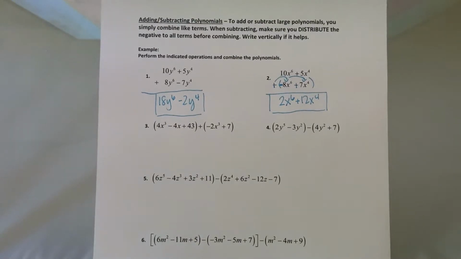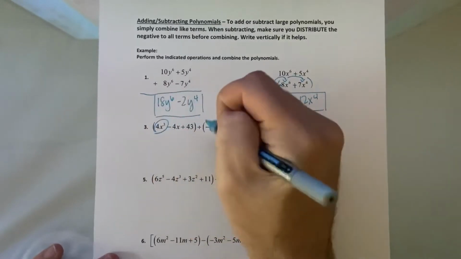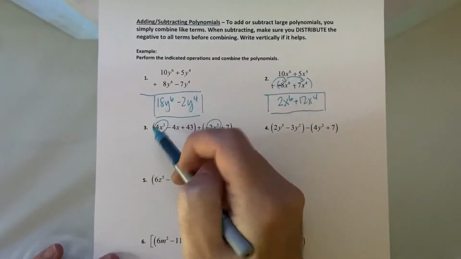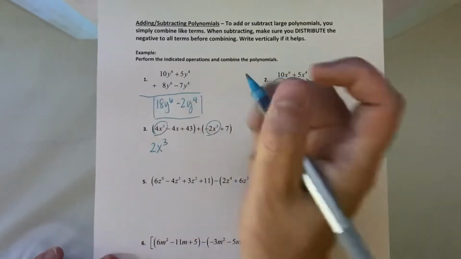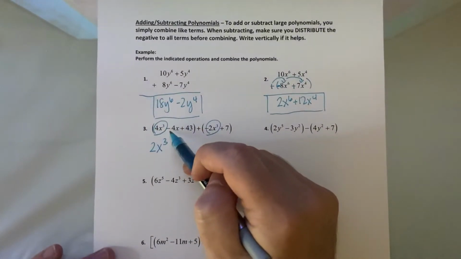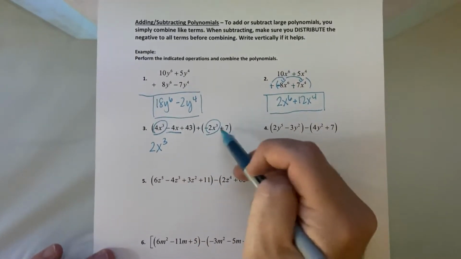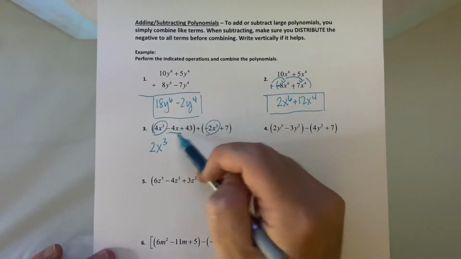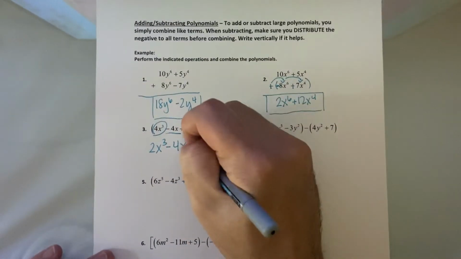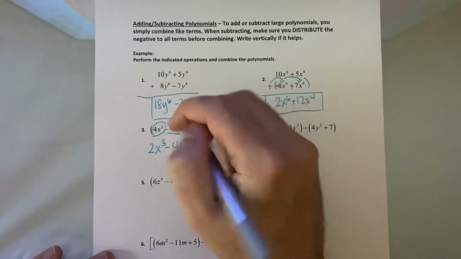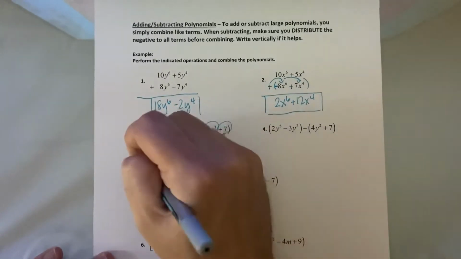4x cubed minus 4x plus 43 plus negative 2x cubed plus 7. This is already plus, so it shouldn't cause us problems. So let's look at what we have in common. 4x cubed plus negative 2x cubed is 2x cubed. Let's look at the next power of x. This is negative 4x. I don't see another power of x, so if something doesn't combine, you just bring it down. Then we have our 43 plus 7, which is 50.